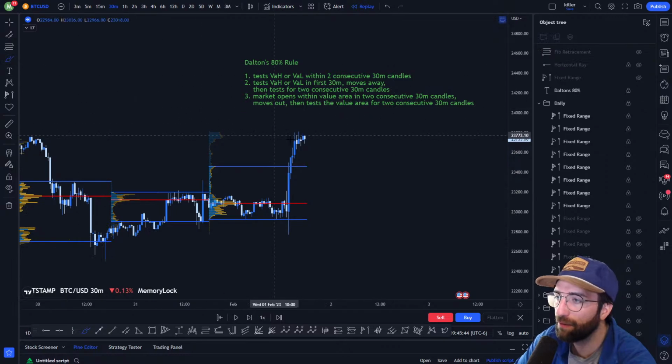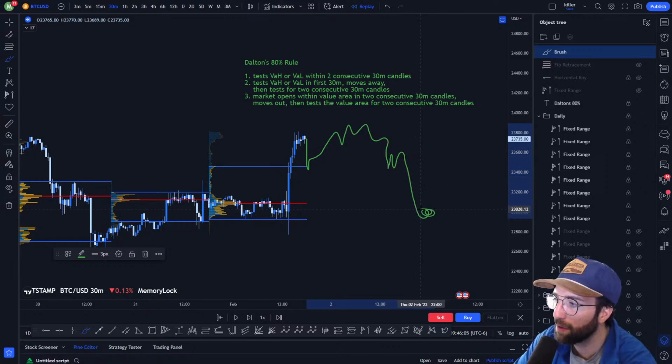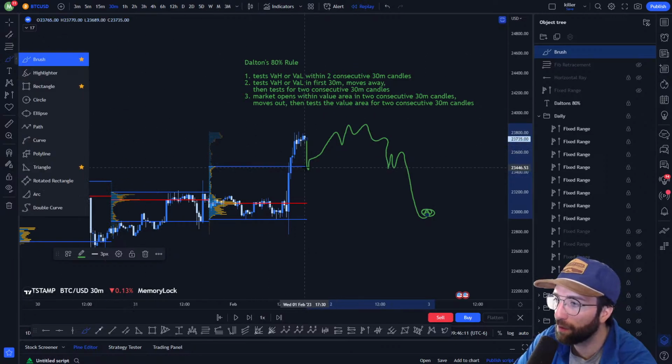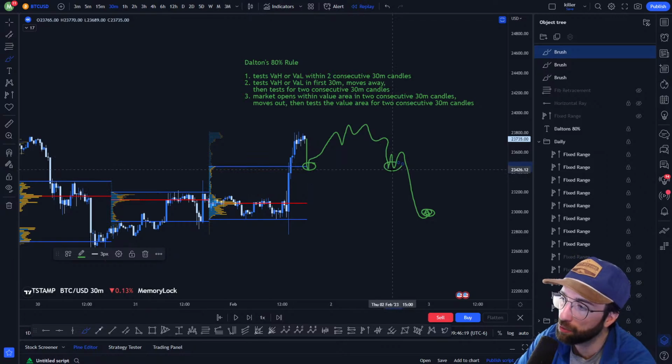Okay? If price comes down and tests it on the first 30-minute candle, but then we have a massive bounce and we're trading up here throughout the day, and before the daily close, it comes back down and tests it for a 30-minute candle again, and then a second consecutive one, 2 30-minute candles in a row, it tests the value area high. Dalton's 80% rule says we are going to fill the value area of that day, right? So it tests it in the first 30-minute candle and then 2 consecutive 30-minute candles later in the day. That would be the 80% rule. We're going to go down through. All right.